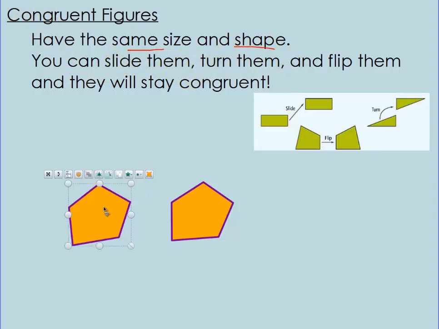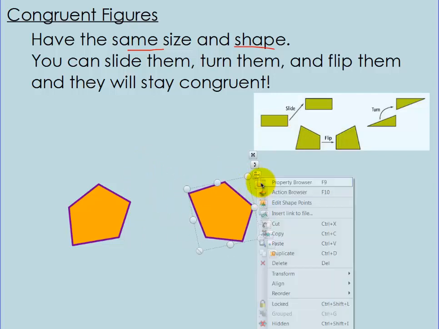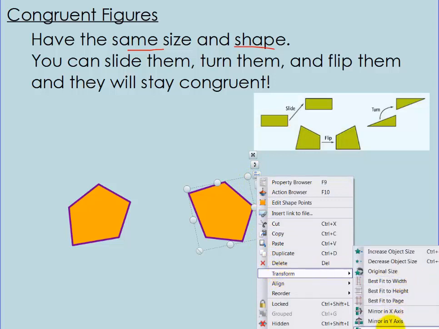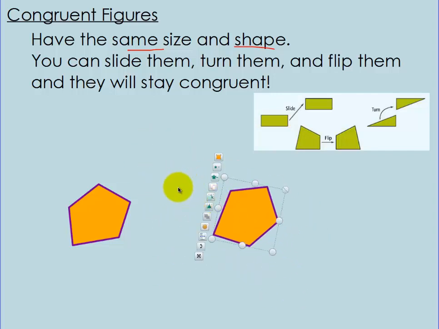So what I got here is two different shapes, and these are congruent. They're the same exact shape, this one's been rotated a little bit. They are still the same shape. I can even mirror this one. I can just flip it on the x-axis like this, and it's still the same shape. I can move it around, and it's still congruent shapes. So it doesn't matter. You can move them around. They still stay congruent.